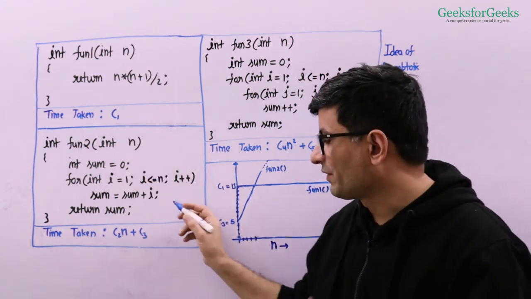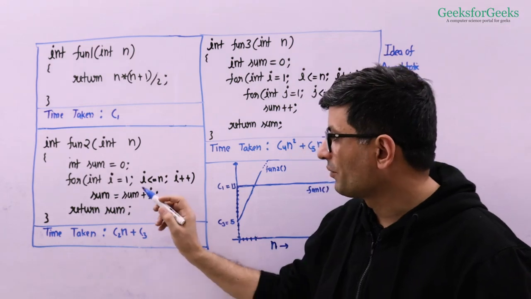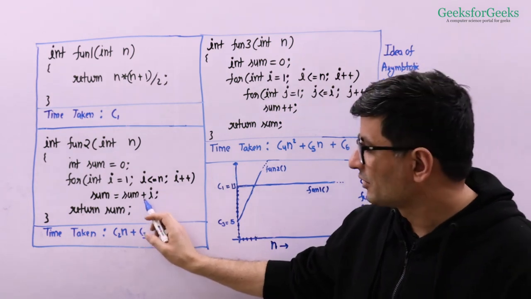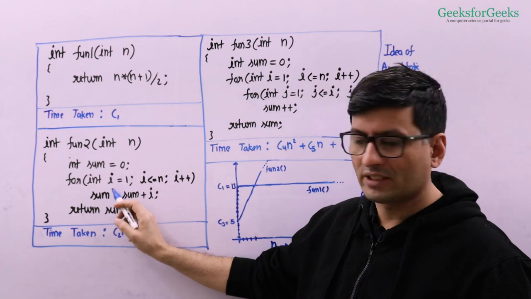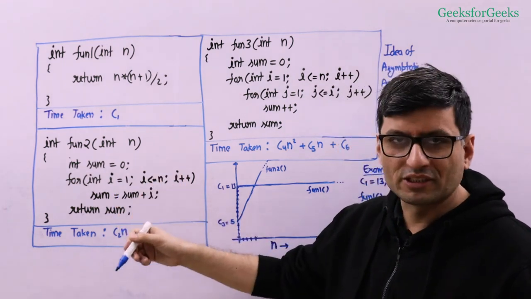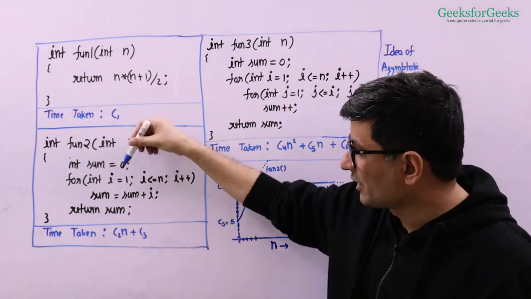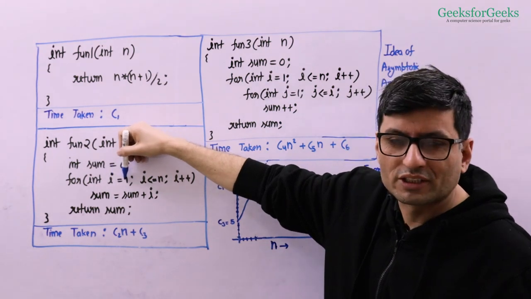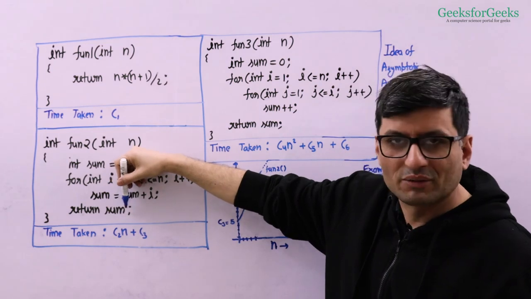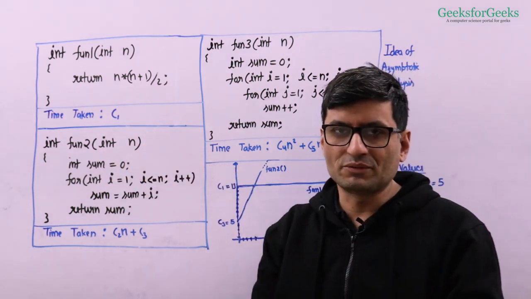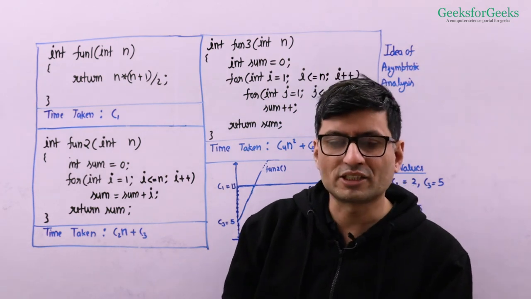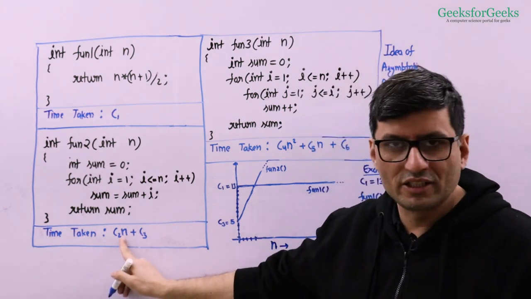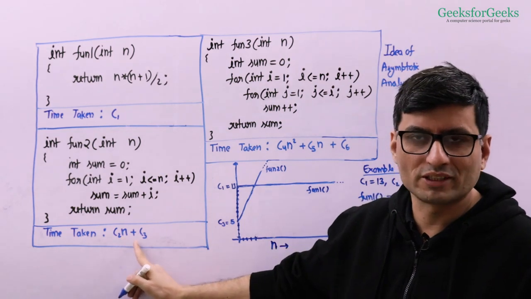Let's now see the second function. In this function, we are running a loop from 1 to n, and then we are doing sum equal to sum plus i. So this expression is happening n times. And then there are certain expressions that are happening only once. For example, sum equal to 0 is happening once. This initialization of i equal to 1 is happening only once. This return sum is happening once. So there are some things which are being executed a constant number of times, and some things which are being executed n times. That is why we have written the time taken as C2n plus C3.